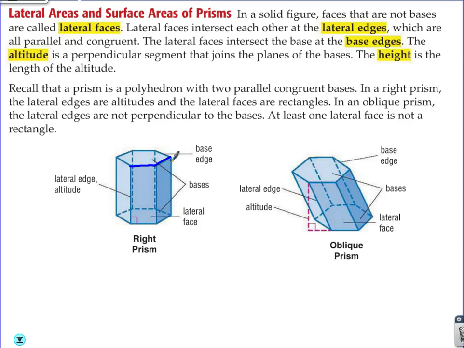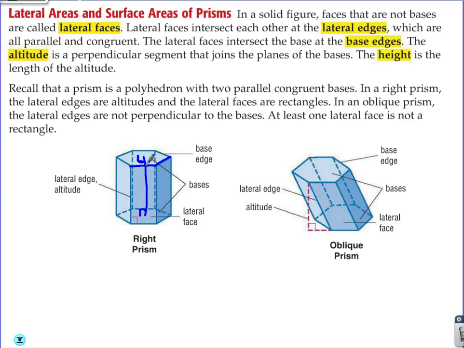The lateral face intersects the base at base edges. You don't have to know that. Pretty much just know what an edge is, know what a lateral face is, and know what the base is. The height is the distance from base to base, and we all know that height must be perpendicular.